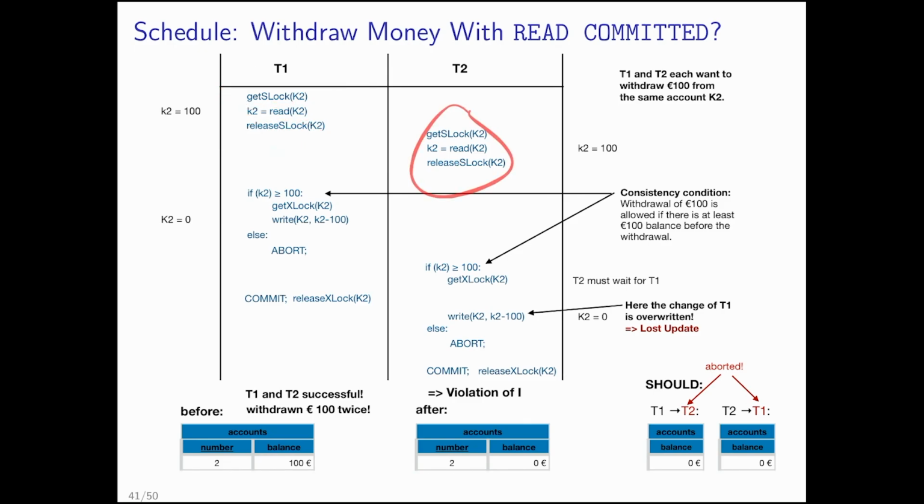Both read 100 as the current balance, and then here we do the check. It's greater than or equal to 100, so I can reduce it. I want to withdraw $100. So is there $100 on that account? Yes, then I can execute the write operation. The same is happening here, and it overwrites the change done here, and that's what's called a lost update.